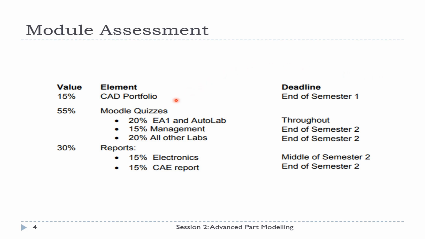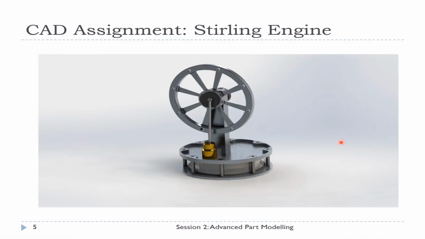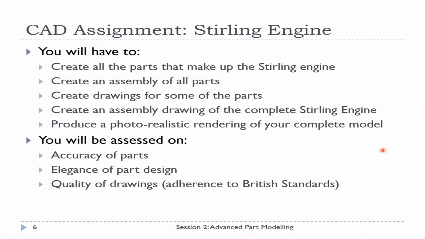So your Stirling engine assignment, that would be 15% of your final module grade. So hopefully you will have all the skills to make the parts before we start discussing the assembly techniques in the next session. So here is an example of the parts of the Stirling engine. Let's briefly discuss what you need to do for this exercise.